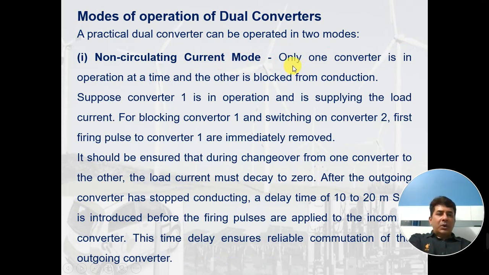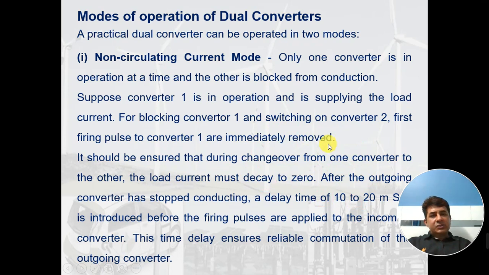So let me read through. Only one converter is in operation at a time and the other is blocked from conduction. Suppose converter 1 is in operation and supplying the load. For blocking converter 1 and switching on converter 2, first the firing pulses from converter 1 are immediately removed. So when we wish to fire converter 2, we'll remove the pulses from converter 1. And during this changeover, we need to ensure that the load current is decayed to zero. To ensure this, we introduce a delay of 10 to 20 milliseconds so that the current goes down to zero at the load and then the other converter is switched.